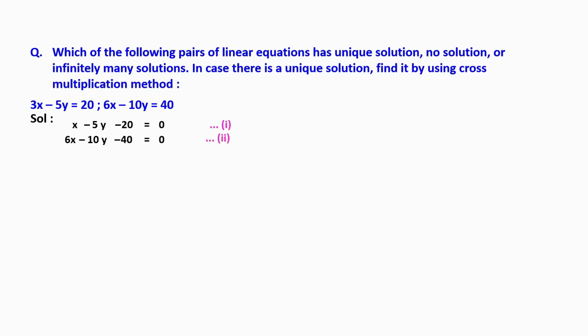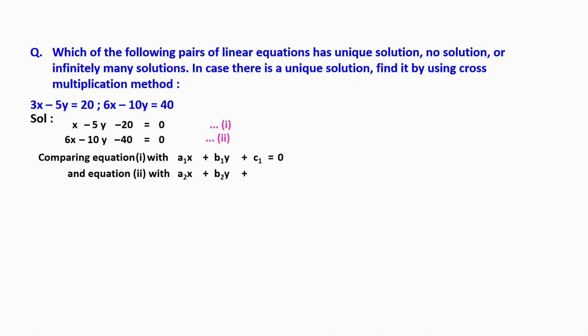First, we write both equations in standard form. So, the first equation becomes 3x minus 5y minus 20 equals 0. And the second equation becomes 6x minus 10y minus 40 equals 0.